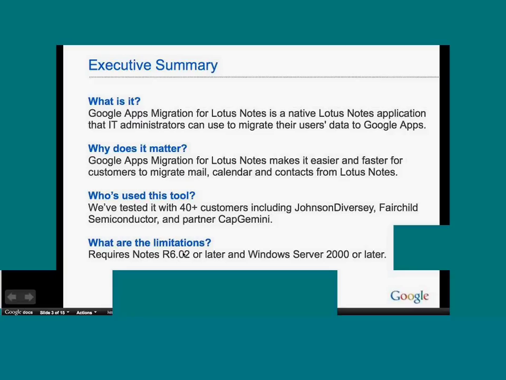We've used this tool with 40 companies, including Johnson Diversey, Fairchild Semiconductor, and Capgemini. Capgemini deployed this tool to over 30,000 users at Phileo. They use this tool to migrate those users. And Johnson Diversey had a very effective migration where their error rate, or their customer contact rate for their 10,000 users was significantly less than the 3 to 5% that they expected. So they had a very successful migration.